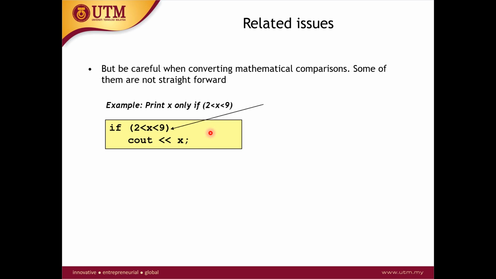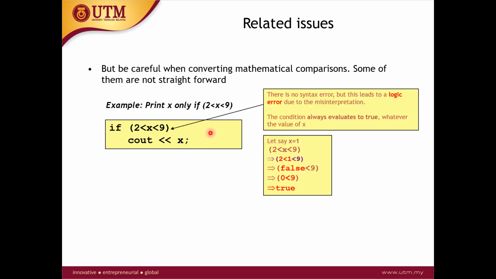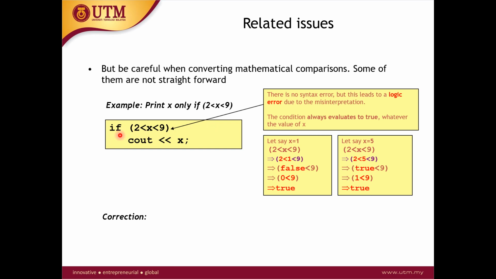But we've got some issues in the if statement. We need to consider them, such as this one. For example, if we say if 2 smaller than x and x smaller than 9, and cout x. This is not a syntax error, it's a logical error. It gives you the wrong result. For example, let's say x is 1. There must not be anything shown here, because 1 is not greater than 2. Yes, it's less than 9, but it's not greater than 2. So this one must not be shown.